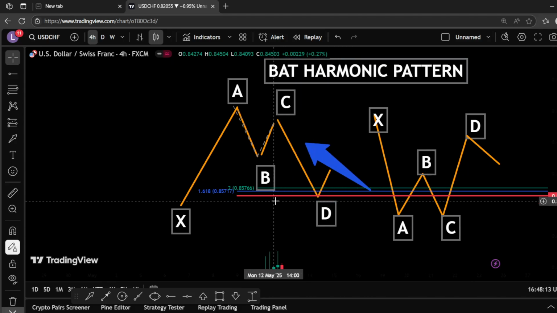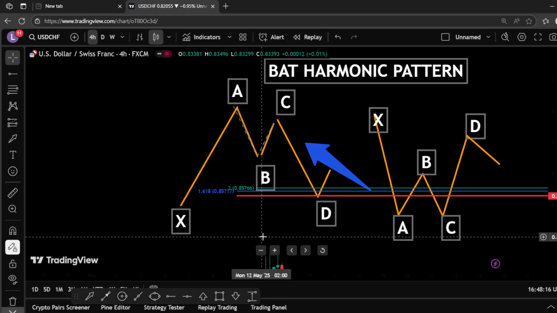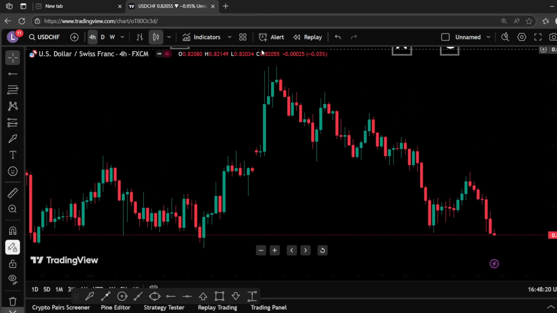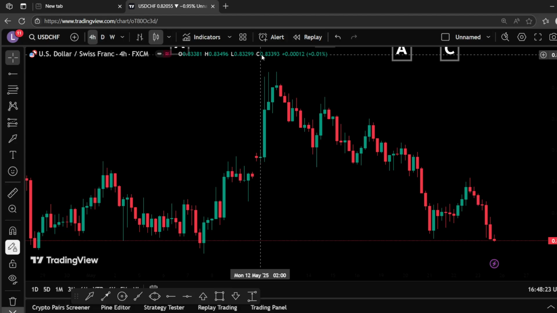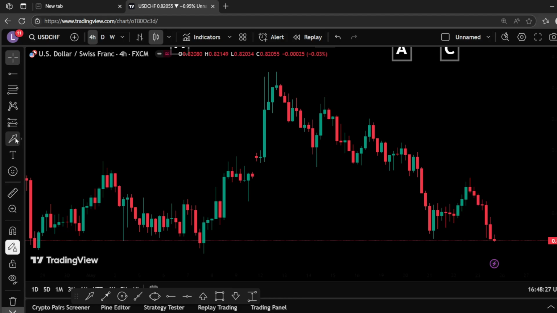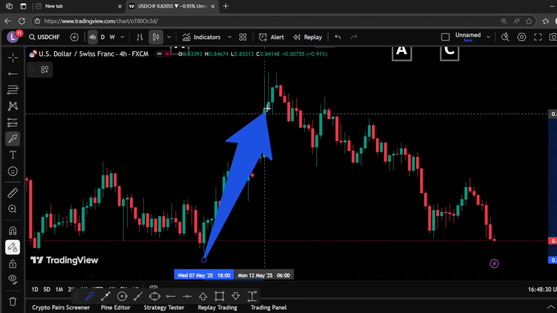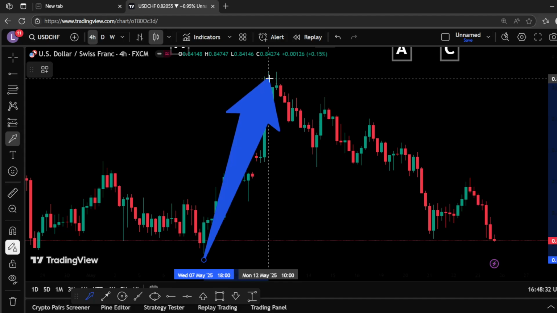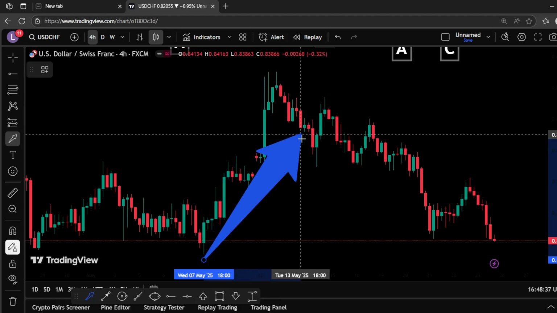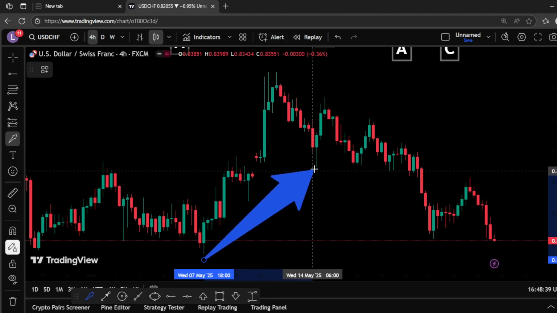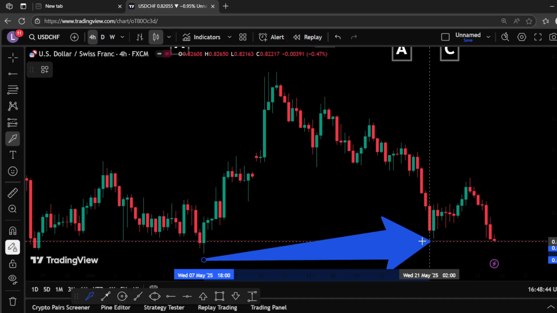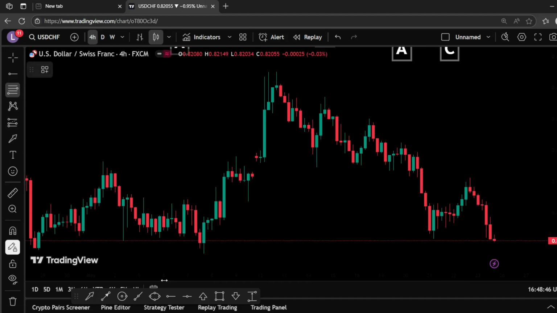All right, so let's go to a trade example. This is the USD Swiss franc on the 4-hour time frame. Here we had our impulsive leg to the upside, which is our X to A leg, and then we had the retracement, our B leg, and then we pushed up again, our C leg, before we got our D leg. So let's do the measurement.